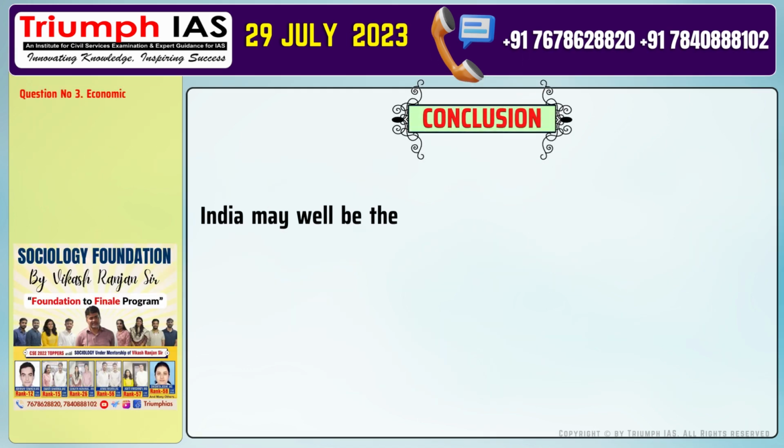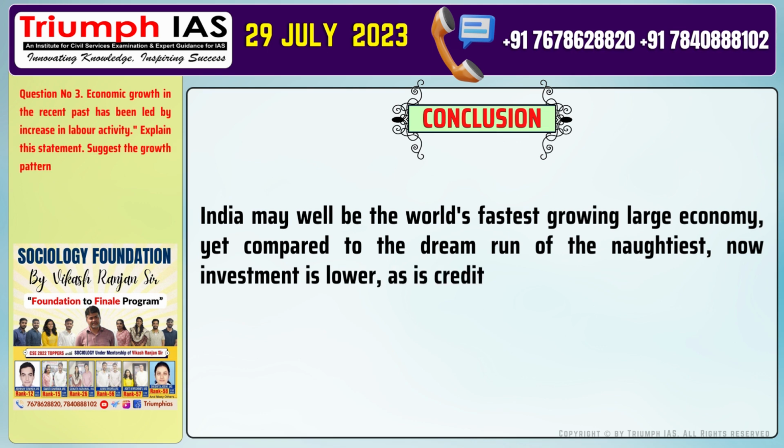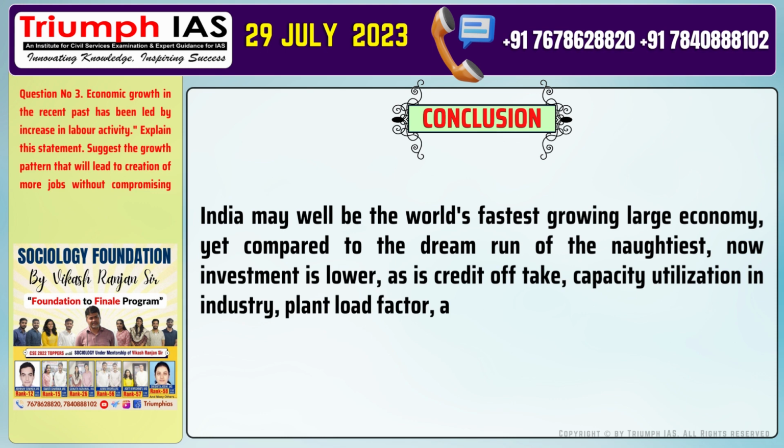Conclusion of the answer is: India may well be the world's fastest growing large economy, yet compared to the dream run of the past, now investment is lower, as is credit offtake, capacity utilization in industry, plant load factor, and agricultural growth.